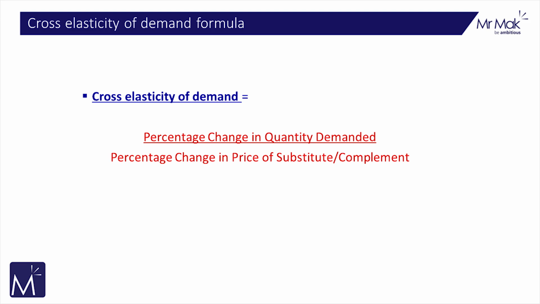We simply take the percentage change in the quantity demanded, we divide that by the percentage change in the price of the substitute or the complement that we are looking at. The formula we apply fundamentally is measuring the extent to which the quantity demanded of a specific product or service is changing in response to a change in price of either a substitute or a complement. Let's do a few examples of that.